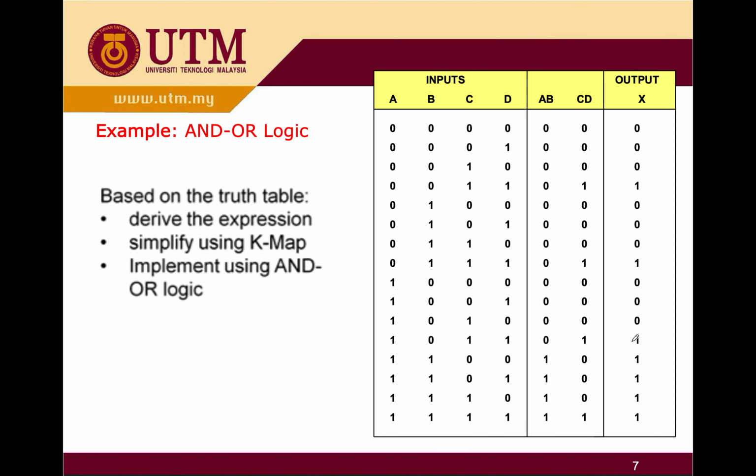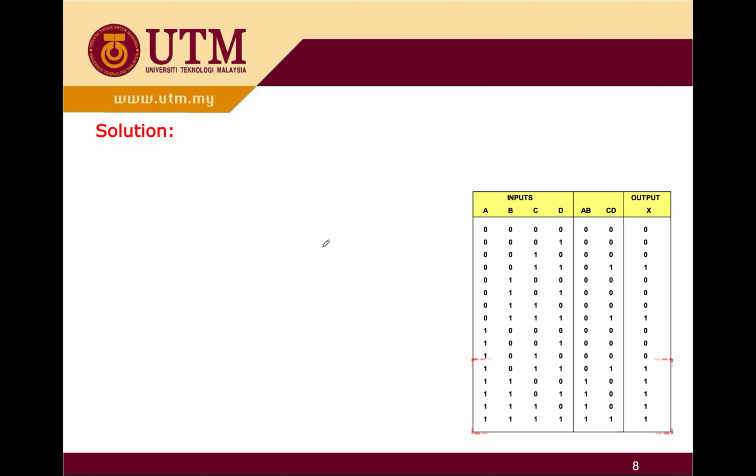So this is the output for your AND-OR logic based on the truth table expression. You need to derive it and simplify it using your K-map. As mentioned, the K-map is a method you can use if you want to simplify your Boolean expression and also your logic circuit. And then you're going to implement it using AND-OR logic.